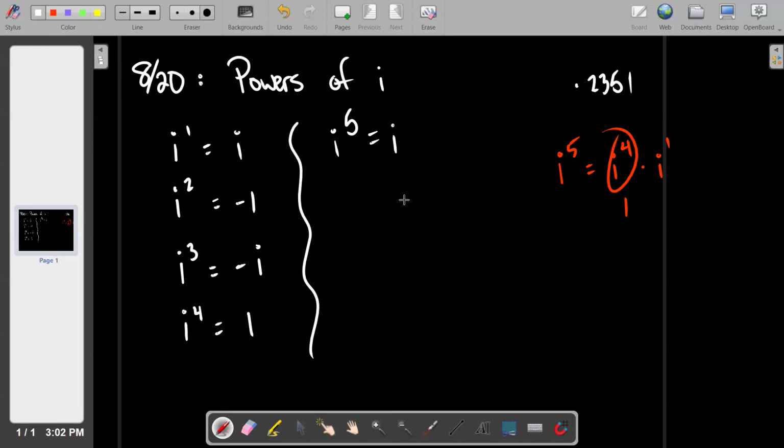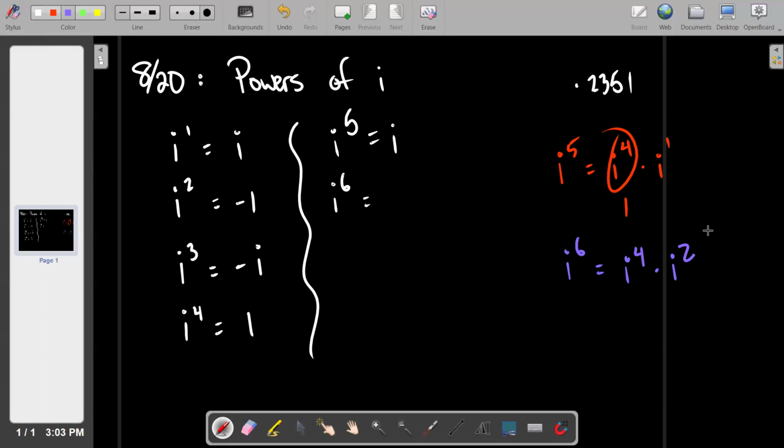It's at this point that the cycle repeats for that exact logical reason. Like i to the sixth power, the explanation goes the same way. If you want me to show you what i to the sixth looks like, here it goes. It's i to the fourth times i to the second. And what happens every time we pull out an i to the fourth?